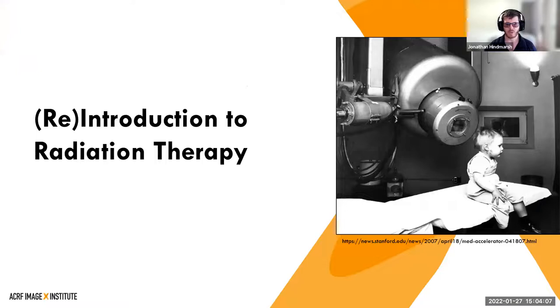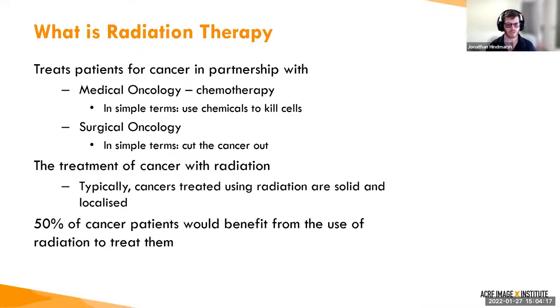So to start with, a very quick reintroduction to radiation therapy. Thank you to Paul for covering this in the first session, but I'm just going to go over it a bit more. So what is radiation therapy? It's a treatment of cancer in partnership with medical oncology, which is chemotherapy, using drugs or chemicals to kill the cancer cells, and surgical oncology, which is cutting it out. We use radiation to treat these cancers, which are typically solid. Approximately 50% of cancer patients benefit from the use of radiation.